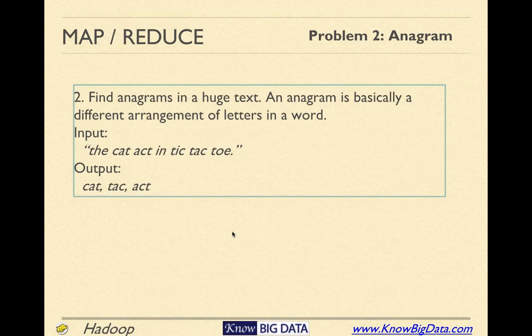So here the idea is to bring all the anagrams together. An anagram is an arrangement of the letters in the word. All the different arrangements are there. For example, cat, tac and act are anagrams. They are different arrangements of the letters in the word, and therefore they are anagrams.